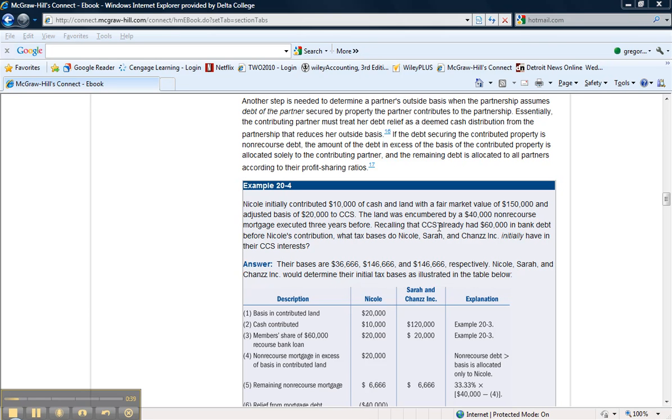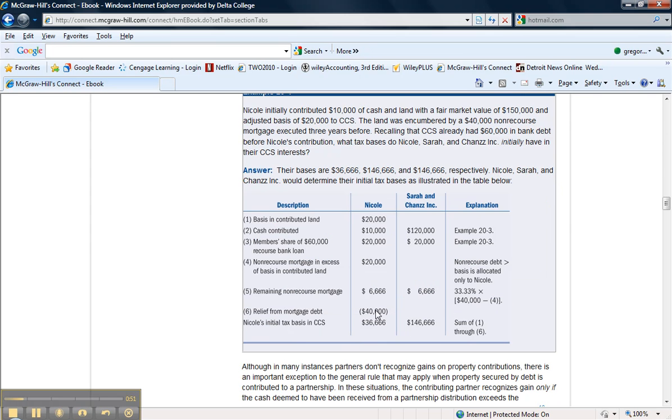And also recall that CCS already has bank debt. So what bases did the three of the partners initially have in the partnership? Let's look at it. We've got Nicole's column here, and then a column that is going to be the same for Sarah and Chance Inc. So there's really two columns here, but it's all the same, so they put it into one.